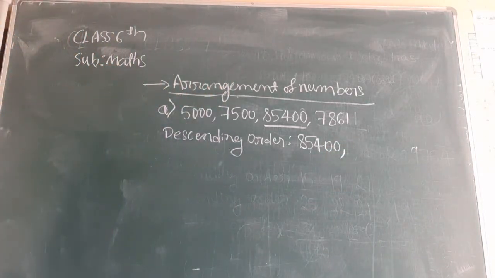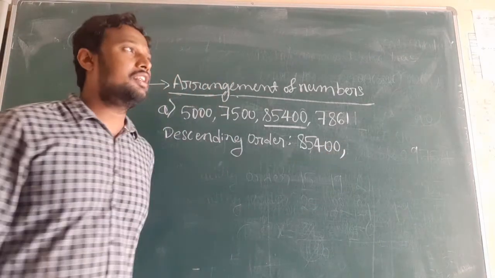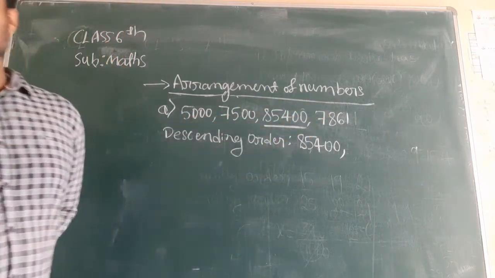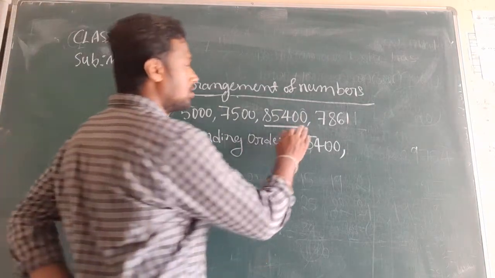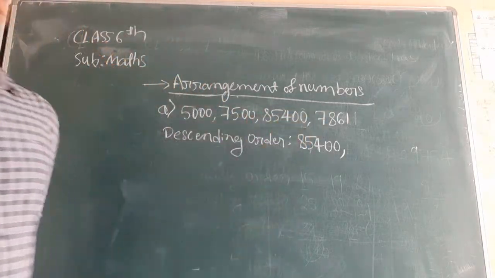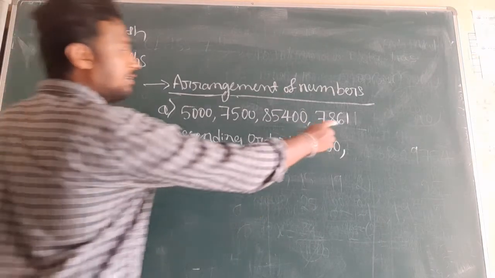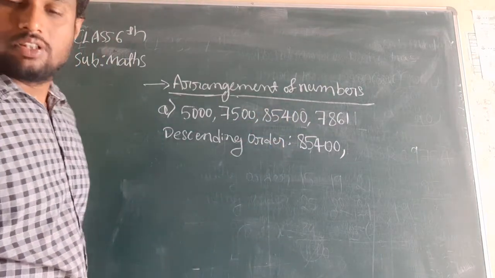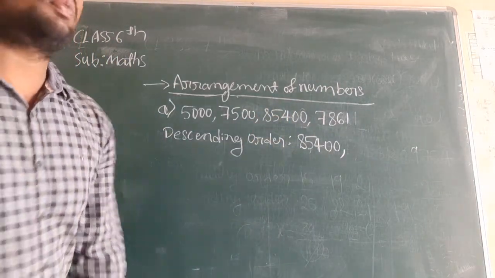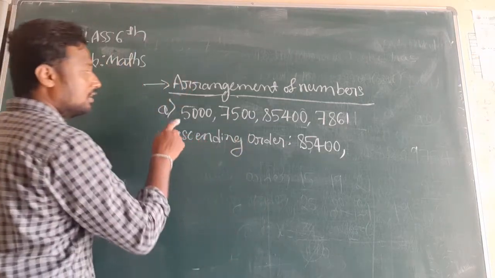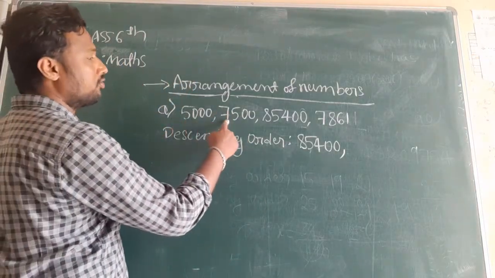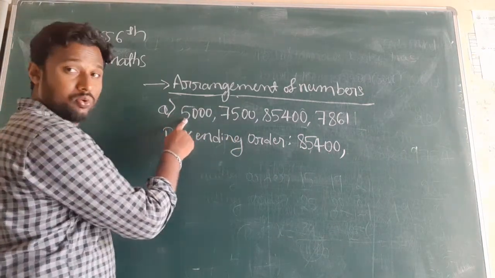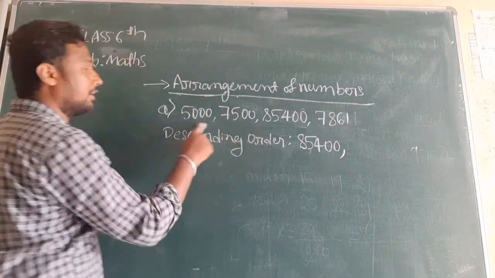What you have to do now? You have to check with the highest position value. So what is the highest position value in these three numbers? 1000. Because in all these three numbers we have 4-digit numbers, meaning units place, tens place, hundreds place, and last the thousands place. So now we have to compare with the thousands place only. Here in the thousands place you can see this is 5 and here we have 7. So we know that this 7 is greater than 5. So we got to know that this 7,500 is greater than 5,000.